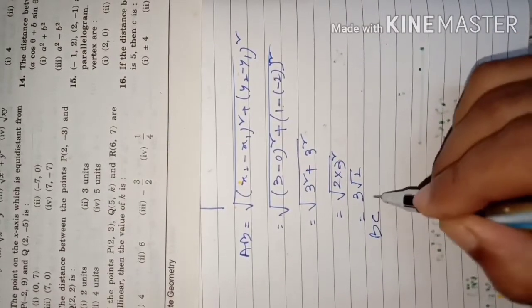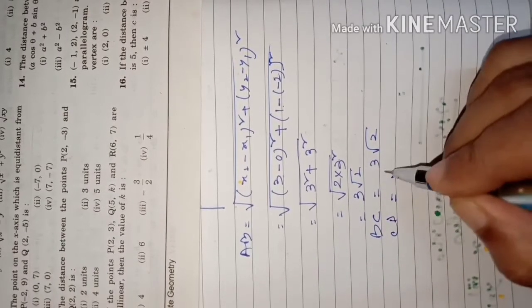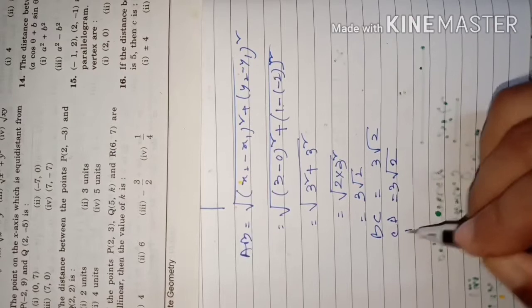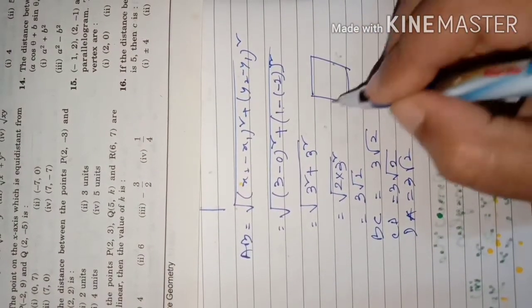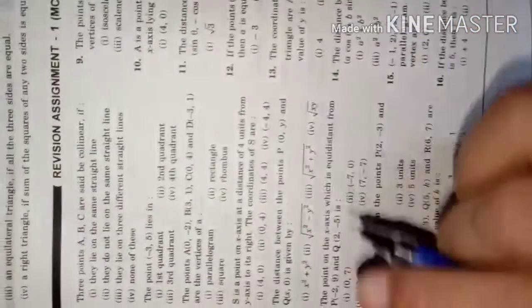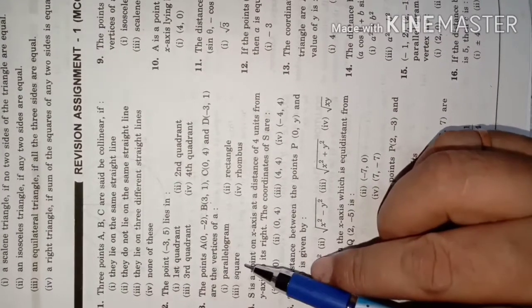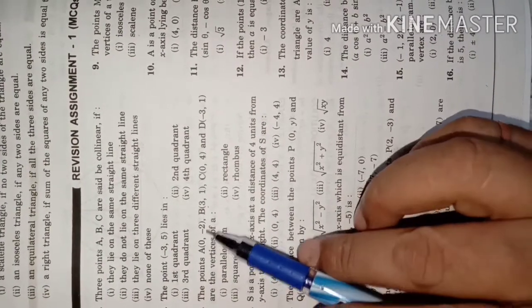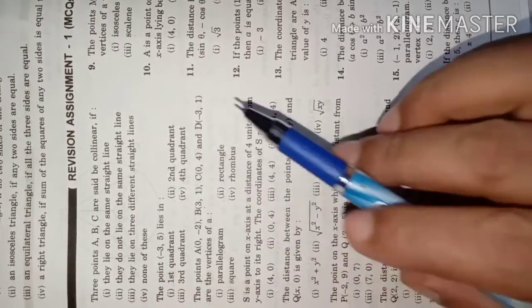That way you have to find out BC. That also will come out as 3 root 2 only, because I have done the calculation mentally. And CD also will be equal to 3 root 2. When in a quadrilateral all sides are equal, it is called a rhombus. So it is a rhombus first of all. And if a square option is also given, how will you check whether it is a square or not? You have to find out the diagonals' lengths. If diagonals are equal, then it will be a square.